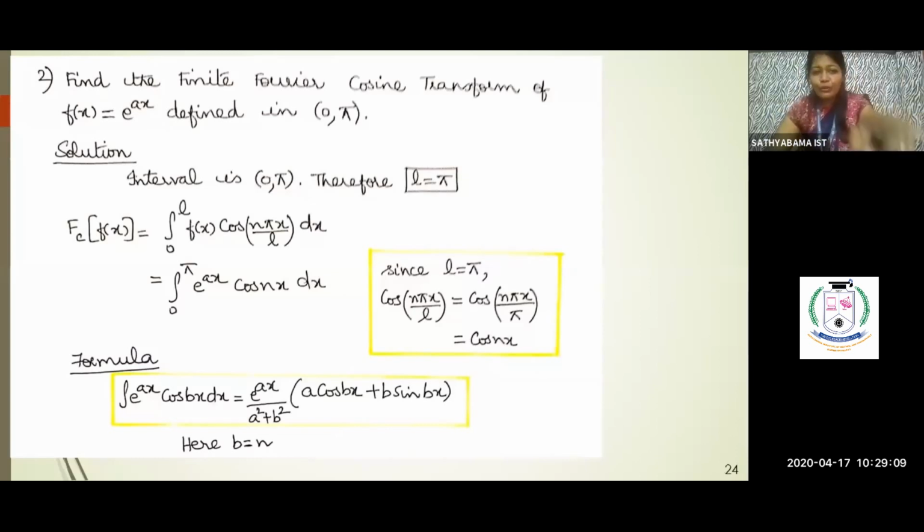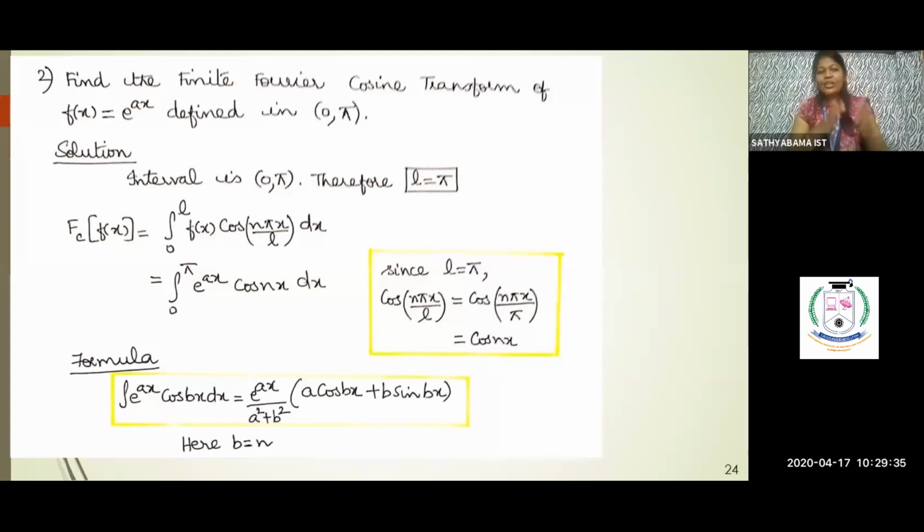So we're asked to find the finite Fourier cosine transform only for the function e power ax, which is defined in 0, pi. Now, what is the standard form of the interval? You know, the standard form of the interval is 0, L. Now, here the interval is 0, pi. So, what is L here? L is pi. Now, why I'm stressing on this is because in the formula, wherever you write L, you've got to replace it by pi.